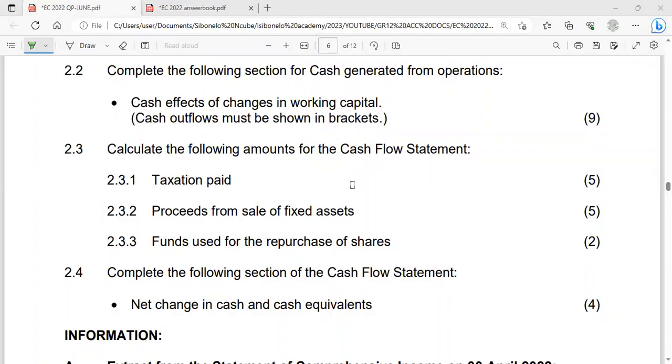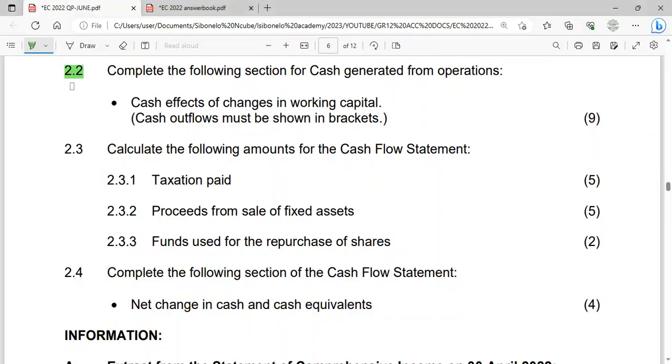So in this video, I will show you how to prepare the notes to the cash flow statement. I will use the 2022 common test to explain the preparation of the notes. This paper was written in the province of Eastern Cape. So let us get started.